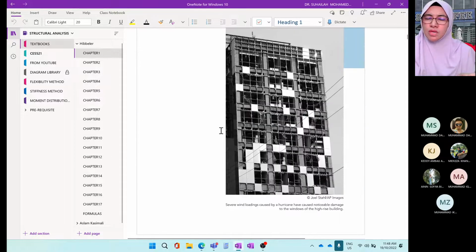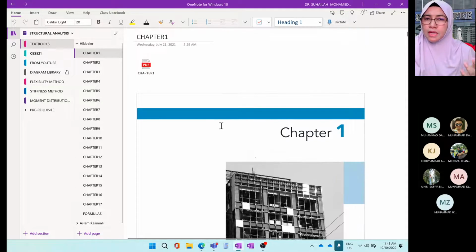Okay, siapa dah ada buku ni? Tak ada lagi. Okay, kena ada buku ni, kena ada. Tapi itulah nanti bila you install OneNote, buku ni you boleh access at any time. Okay, dekat OneNote tu you boleh access at any time.